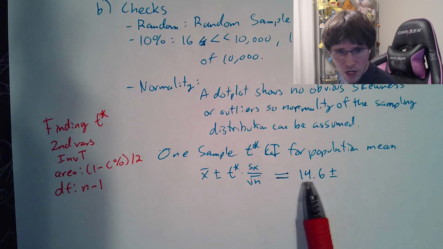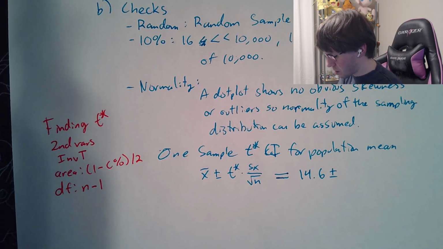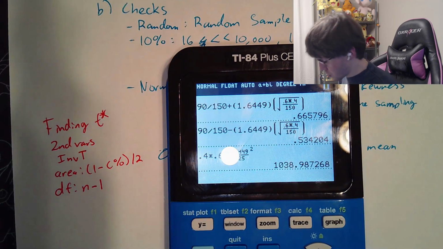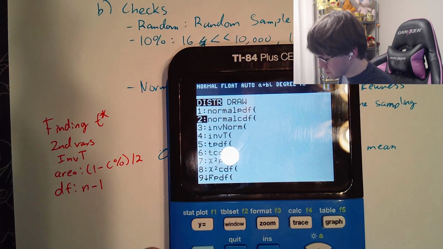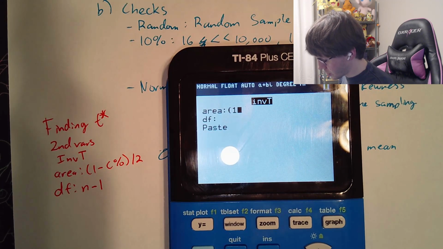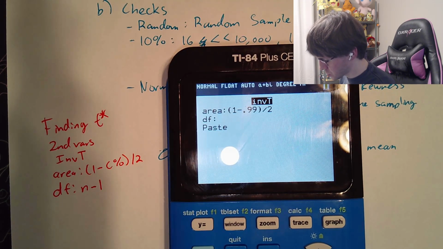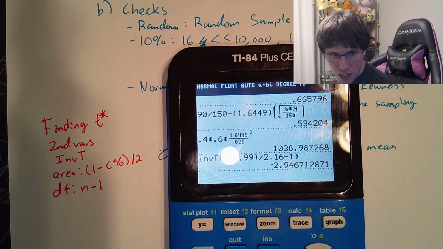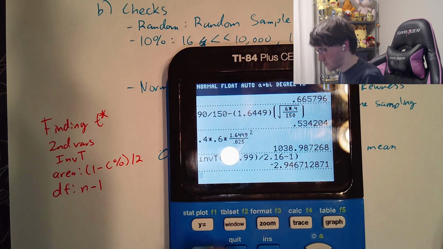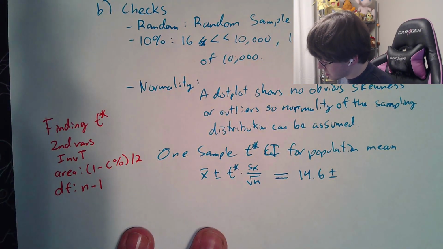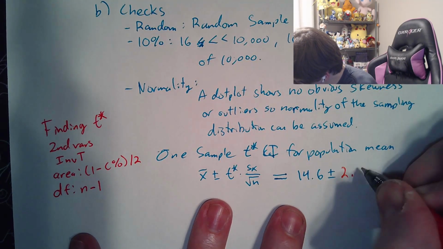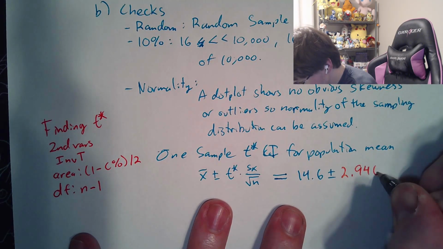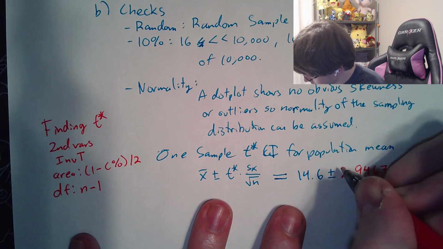All right, over here, 14.6 plus or minus. We are now using our calculator to do this. So we're going to hit second vars, inverse t, area 1 minus our confidence percentage. It says 99 in the question, divided by 2, degrees of freedom, 16 minus 1. You can actually just write in 16 minus 1. The calculator even accepts that. Look at this, it's thinking about it. 2.9467. Look at that beauty.